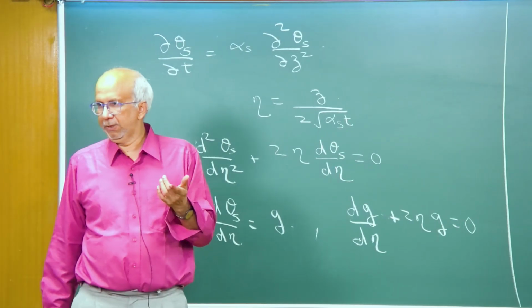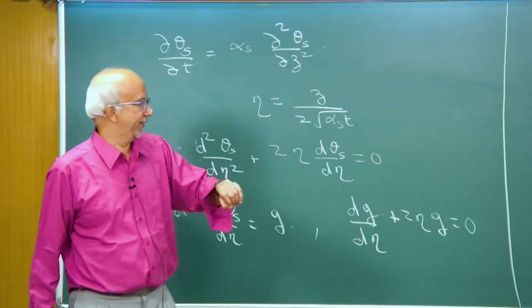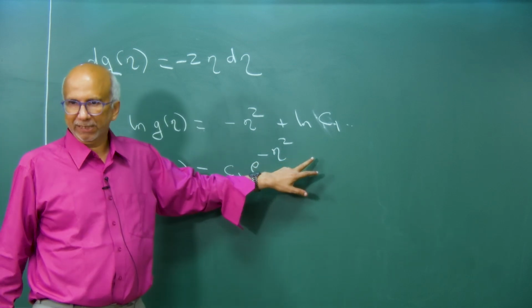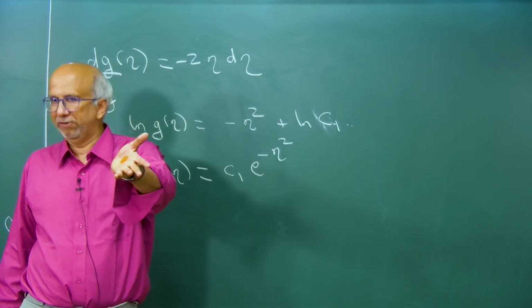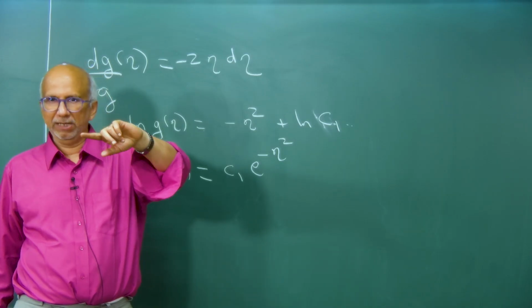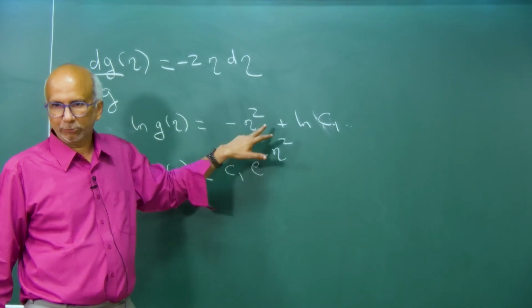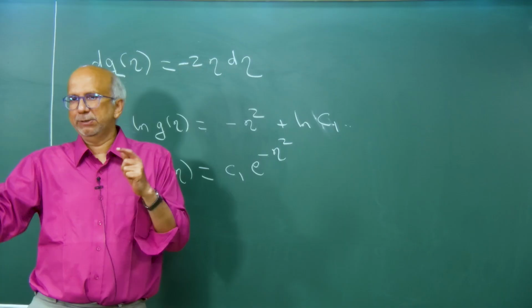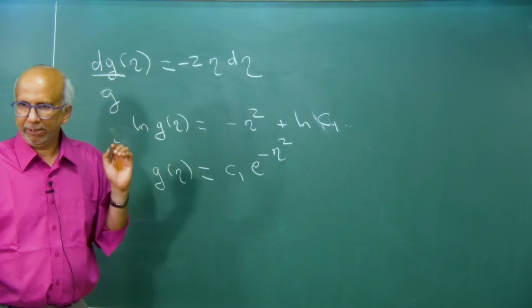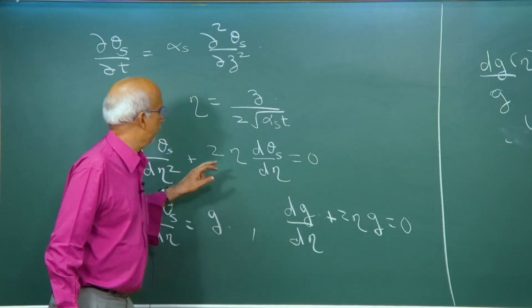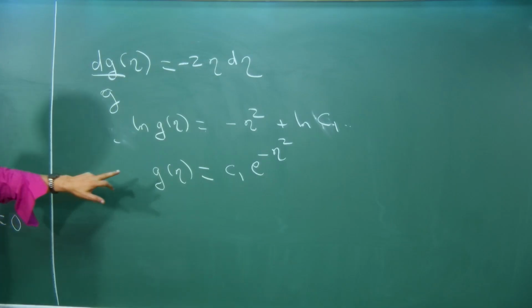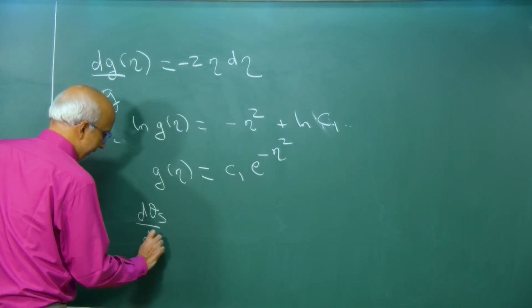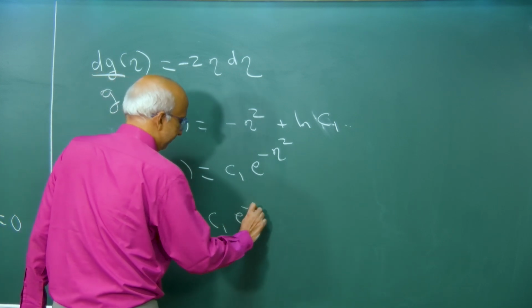The advantage of choosing the factor of 2 here is that I directly got e power minus eta squared, because that is what is coming in my error function. Earlier when I did the Rayleigh problem, I had e power minus eta squared by 4, and then I had to do a substitution of variable, I defined s by 2 equal to r, and then I proceeded. Now, by putting in this factor of 2, g is this. So, d theta s by d eta is C1 e power minus eta squared.